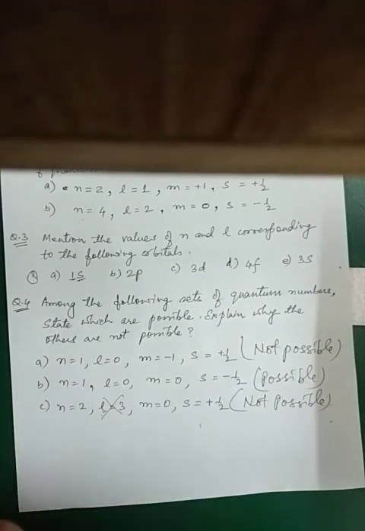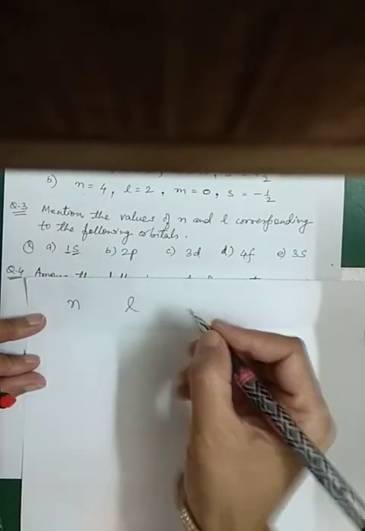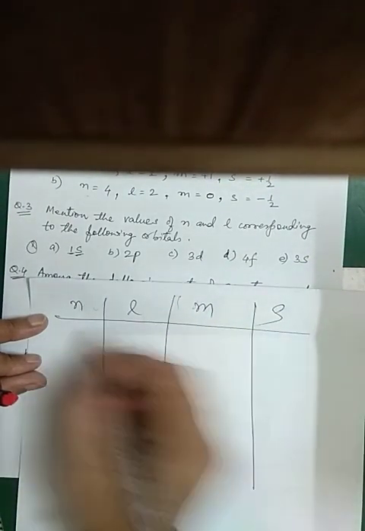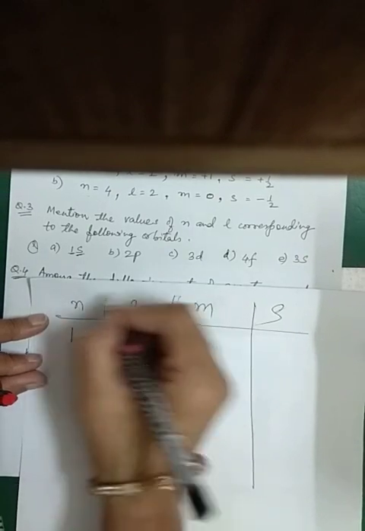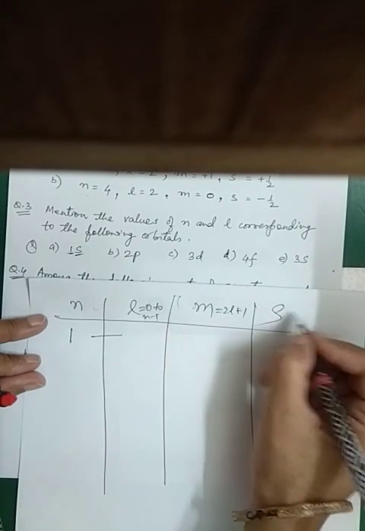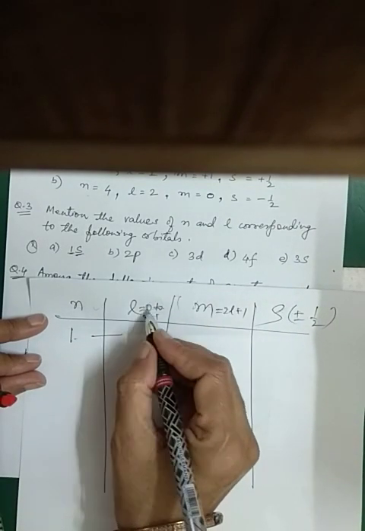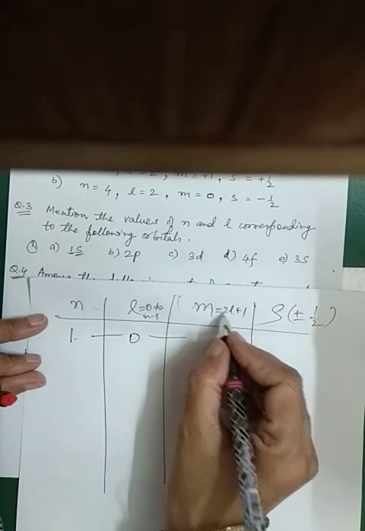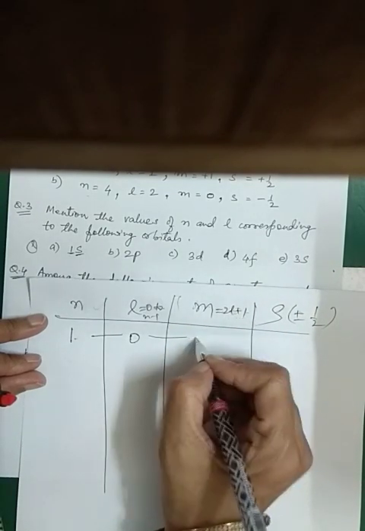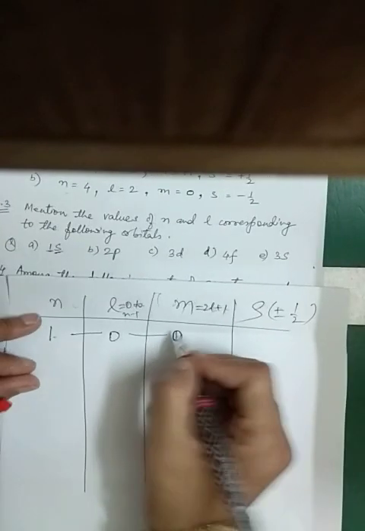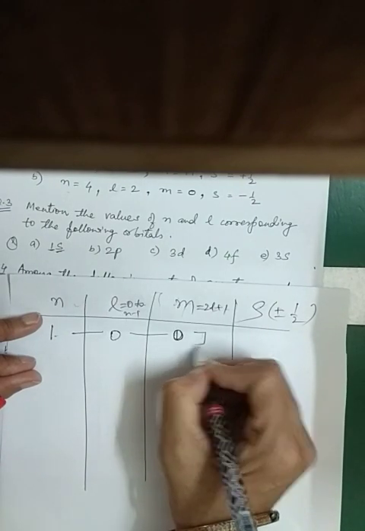What you have to do is every time make the N, L, M, S shells. Say for example, if N is 1, then what will be L? N is 1, L is equal to 0 to N minus 1. M is equal to 2L plus 1. S is plus or minus half. So if N is 1, L should be 0 only. And if L is 0, M should be 2 zeros is 0 plus 1 is 1 value, which is 0. These are the M values, which signifies one orientation only.